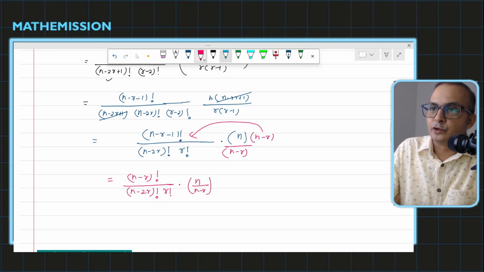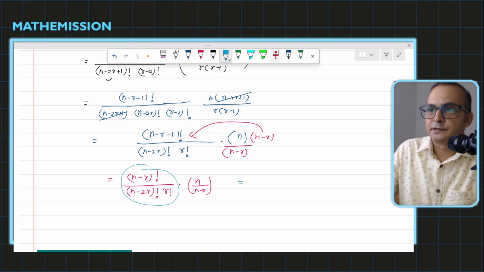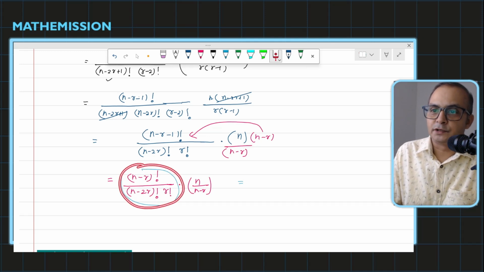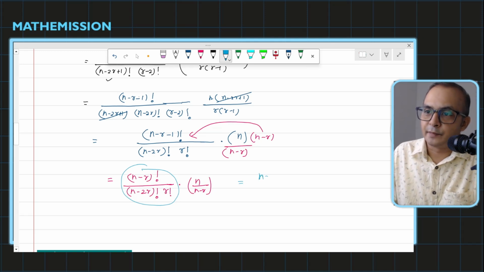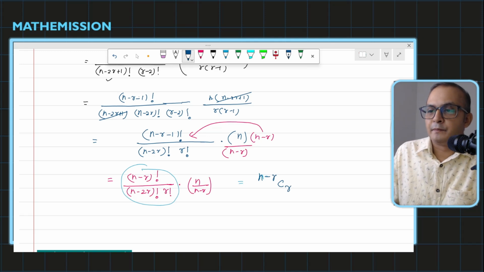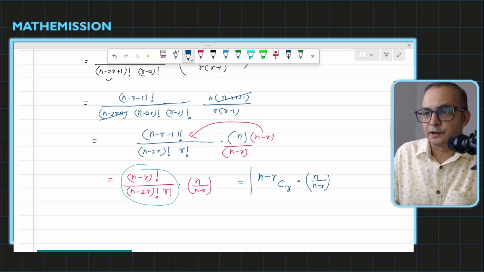If you can notice, what is this thing? This guy is nothing but what? It is n minus r C r, because if you expand it, you'll get the same thing, and into n by n minus r. So this is a formula you may find somewhere for this situation.